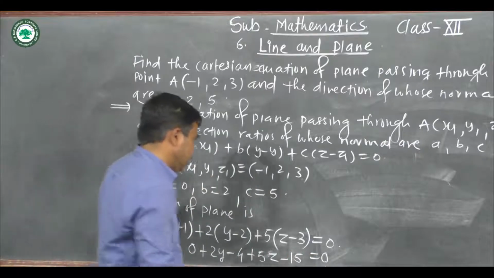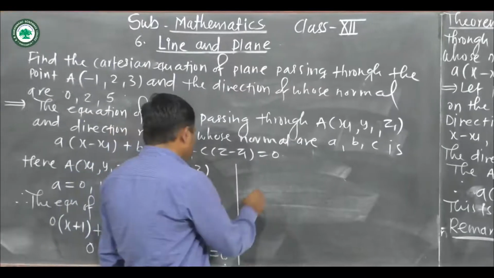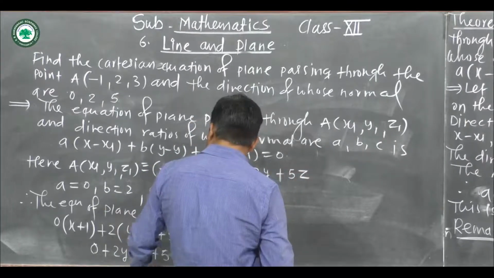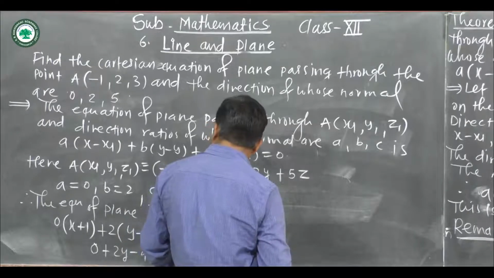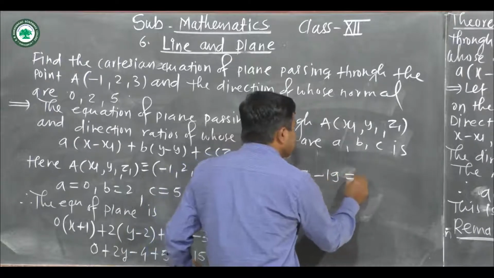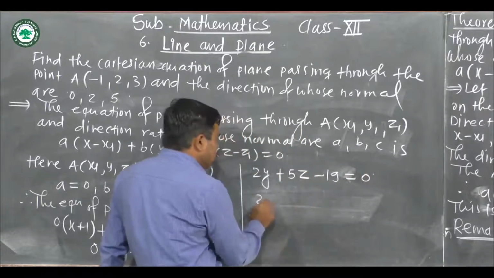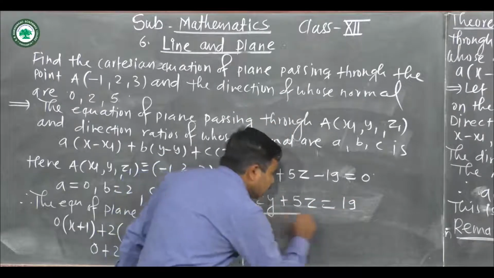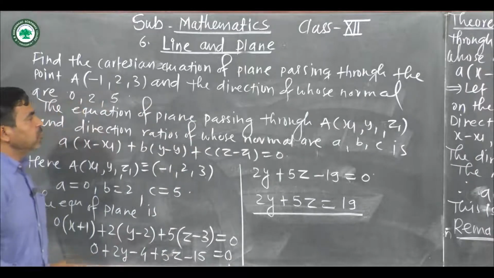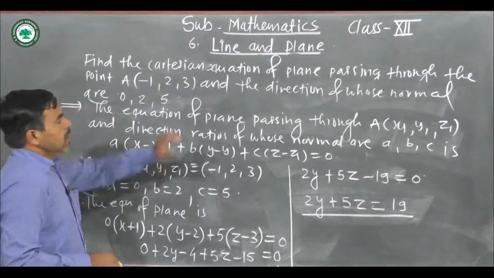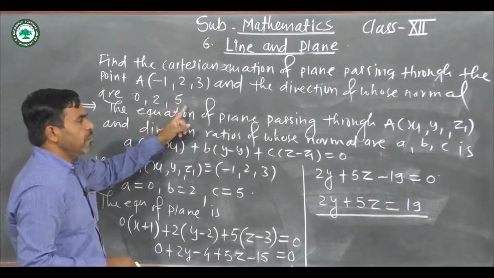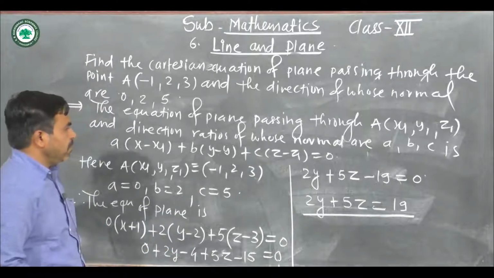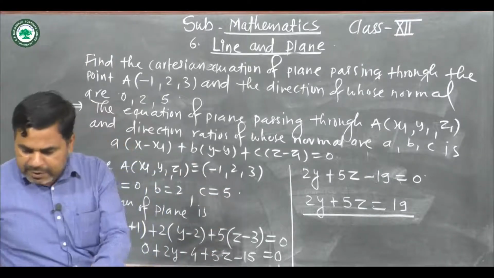That is 2y plus 5z, -4 minus 15 is -19, equal to 0, or this can be written as 2y plus 5z is equal to 19. So this is the Cartesian equation of the plane passing through the given point and having direction ratios 0, 2, 5 of its normal. So this is the Cartesian equation of the plane. Let's see the next example.